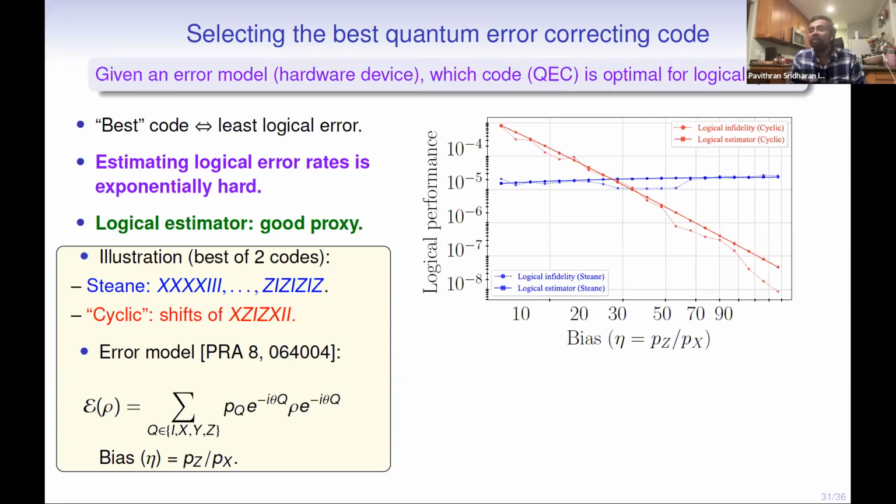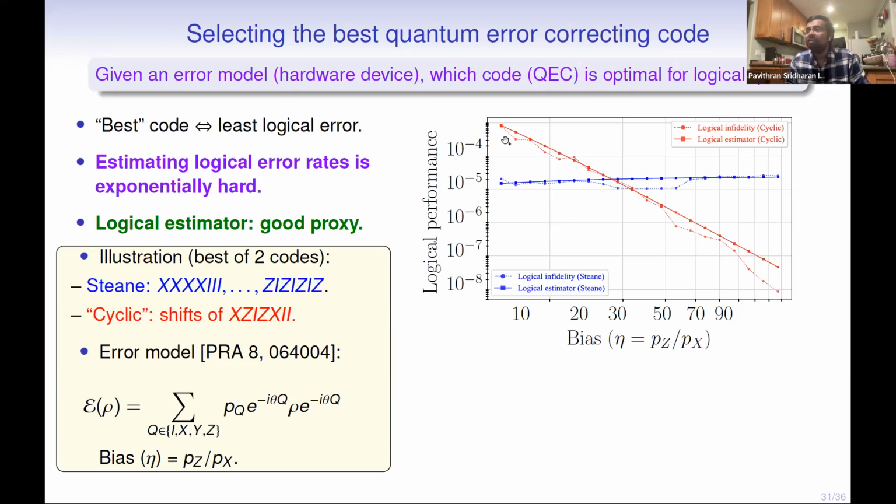If we look at the dotted plot here, it answers this question, but actually by extracting the entire information about the noise and simulating quantum error correction on a classical computer. This took several days on a high performance cluster. Now we want to see if we can avoid doing this, which is, can we use the logical estimator to answer the same question? Firstly, what question does it answer?